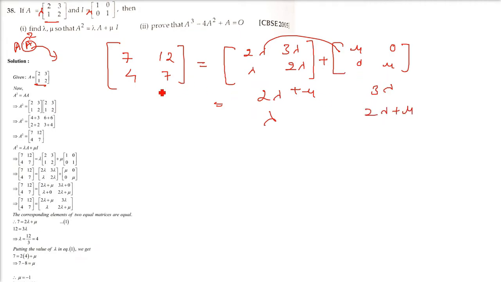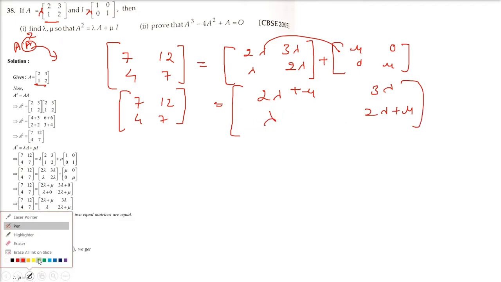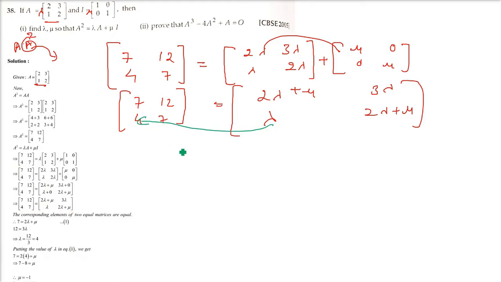So on the left hand side you have 7, 12, 4 and 7. On the right hand side you have this one. So lambda you don't have to worry, because lambda is directly being seen. This is already equal to 4. Lambda is already 4. Okay.